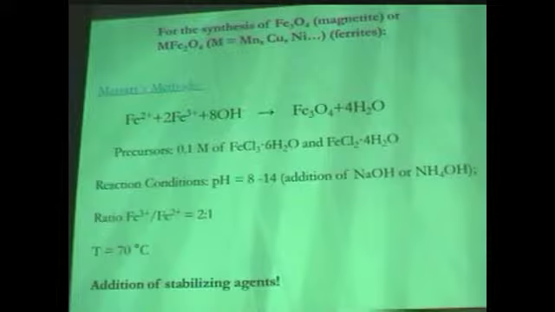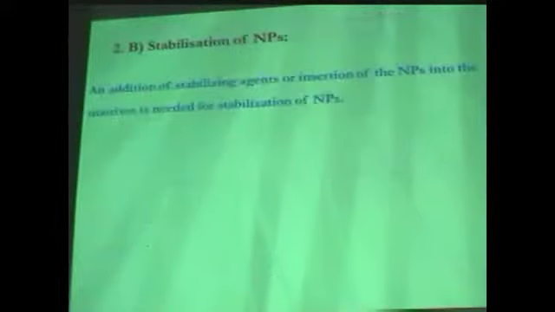If we want to obtain ferrite, instead of iron 2+, we take bivalent metal ions such as manganese, copper, nickel, etc. And this reaction runs in the same way.